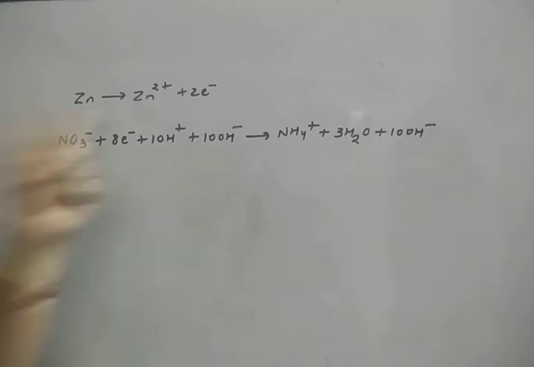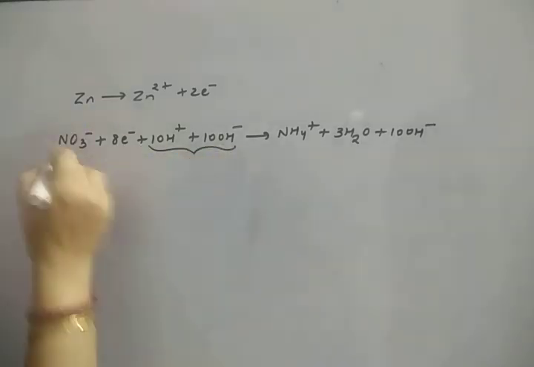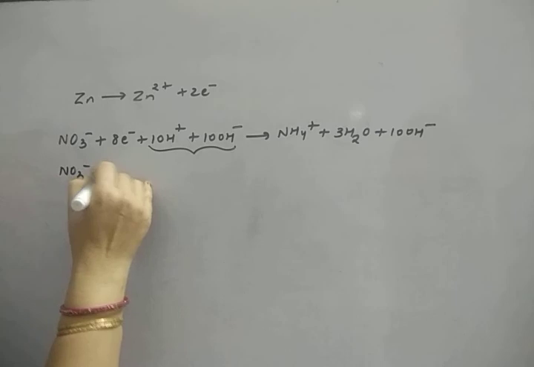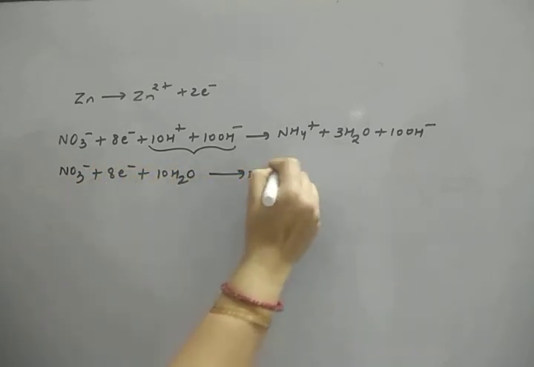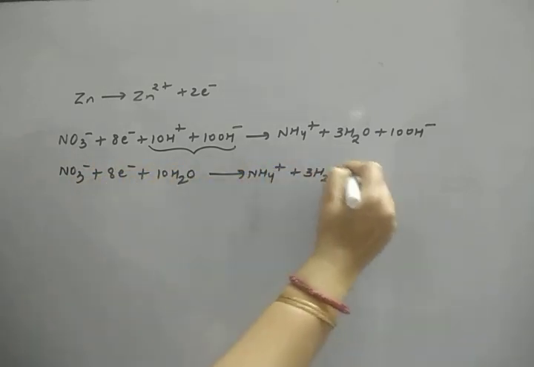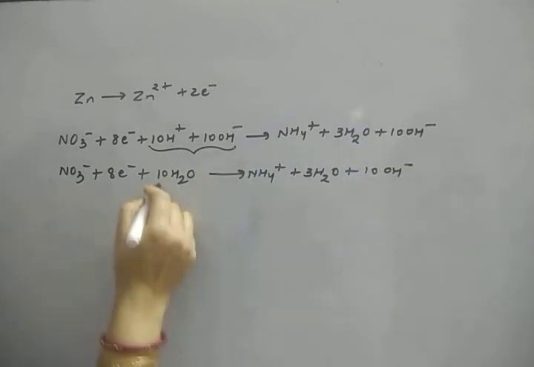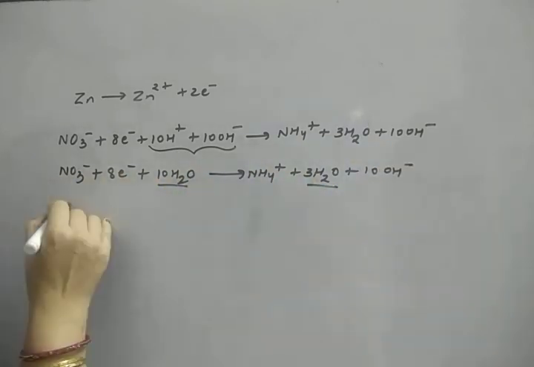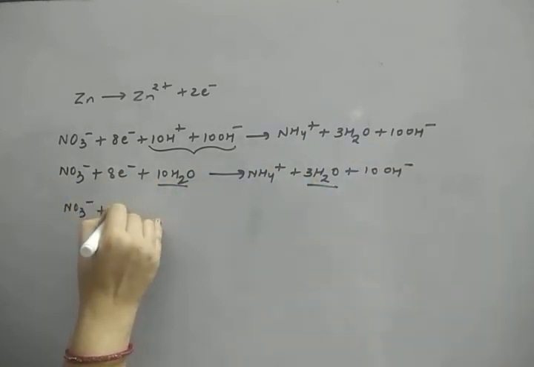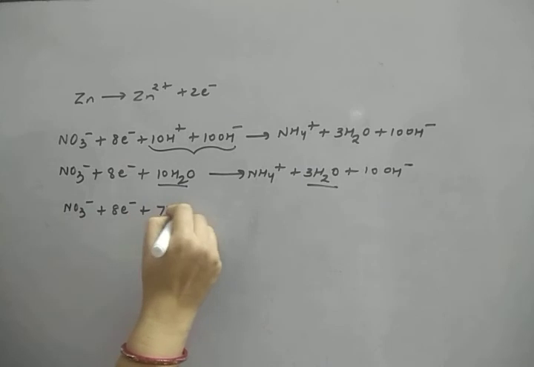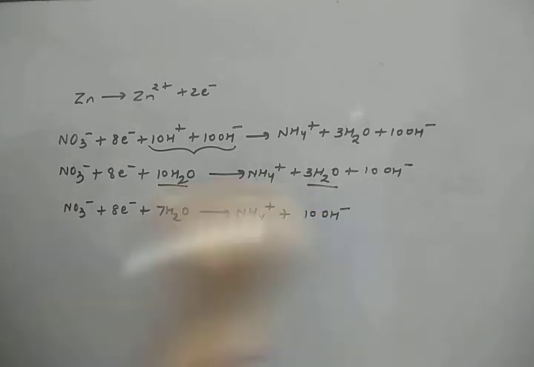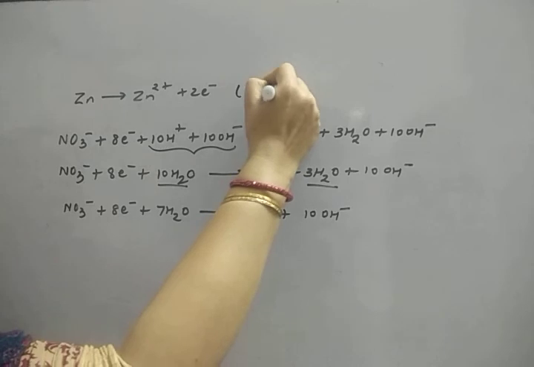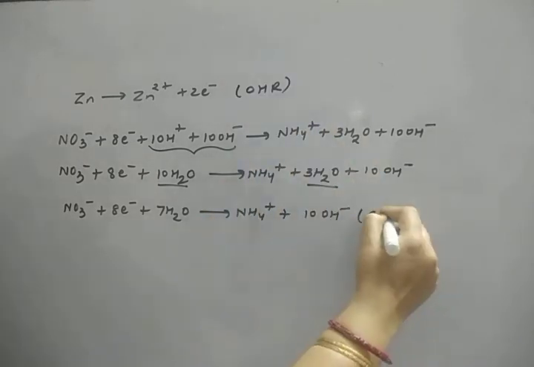Okay, so this is the oxidation half reaction and this is the reduction half reaction. Now 10H+ and 10 OH- change into 10H2O. And 10H2O and 3H2O will be subtracted, so 7H2O. So this is my final equation. This is my oxidation half reaction and this is my reduction half reaction.